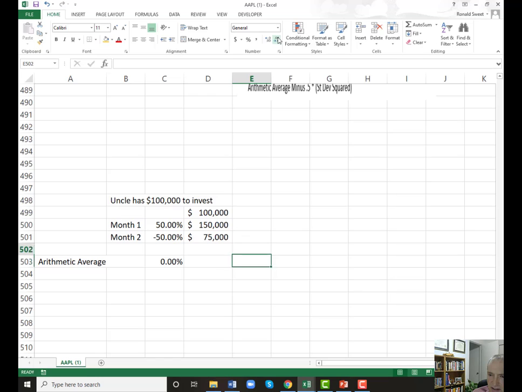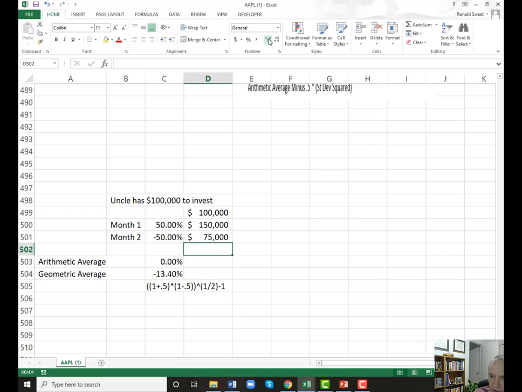So let's try this geometrically linked. So let's do the geometric average. There we do 1 plus 0.5, close parentheses, times 1 minus 0.5, close parentheses, raised to 1 divided by 2, minus 1. So there's our formula. When you do that, you get that your uncle lost, on average, 13% a month. That makes more sense to him.